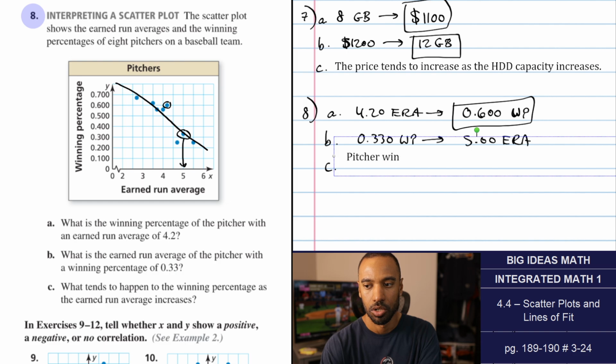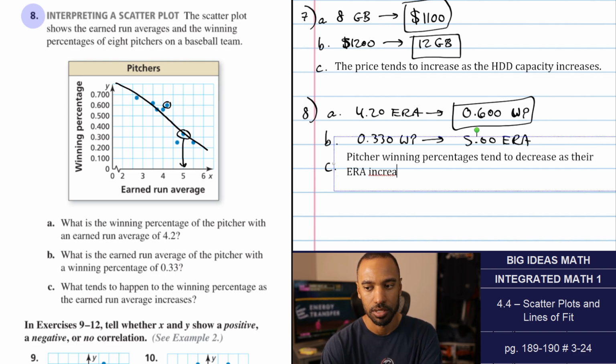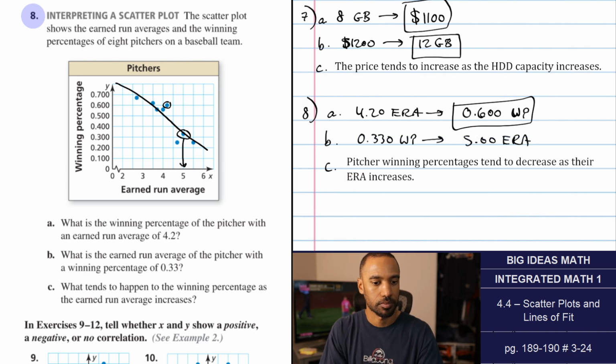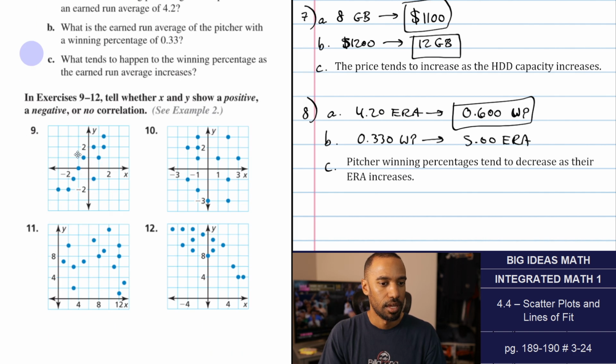Pitcher winning percentages tend to decrease as their ERA, earned run average, increases. So the answer is decrease. Okay, number 9 through 12. Tell whether x and y show a positive, negative, or no correlation.